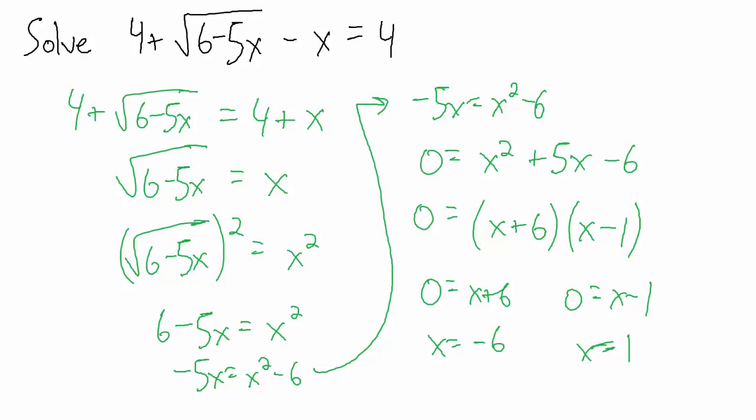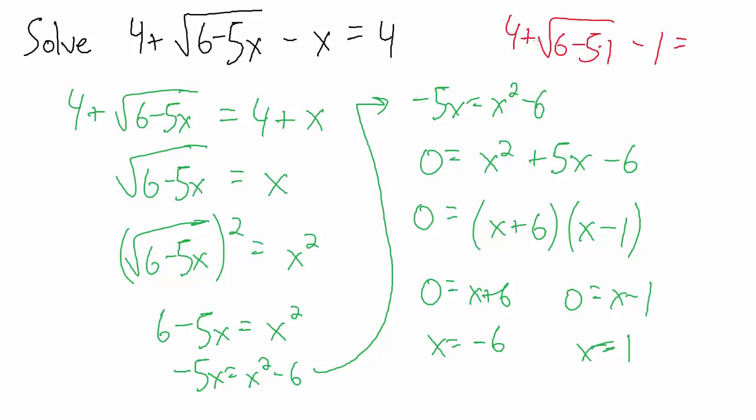So let's see. 4 plus the square root of 6 minus 5x, minus x equals 4. What if we plug in x equals 1? What's going to happen? Well, then we get 4 plus the square root of 6 minus 5x, that's 5 times 1, and then we have minus another 1 equals 4. So let's see. Well, let's not do it like that. Let's just see what this equals.